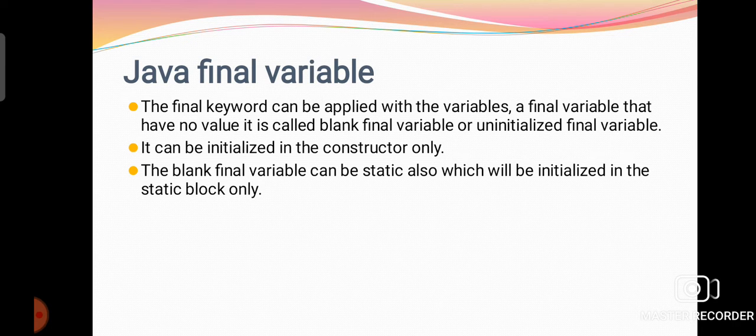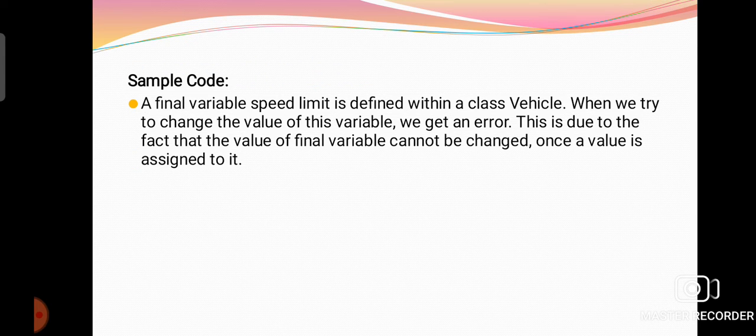In the case of final variables, when we declare a variable as final, once we assign a value to the variable, we can't change the value of the variable afterwards. If we are not giving any value to the variable, that variable is called a blank final variable or uninitialized final variable. When we try to change the value of the final variable, we get an error.